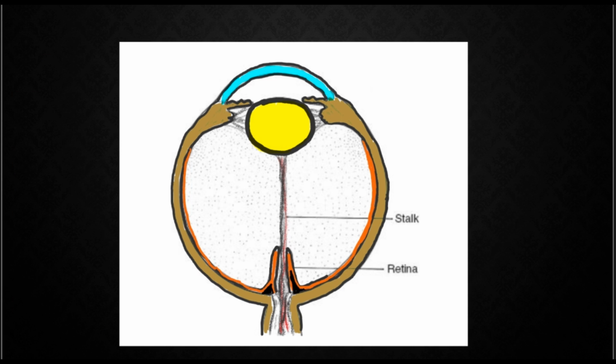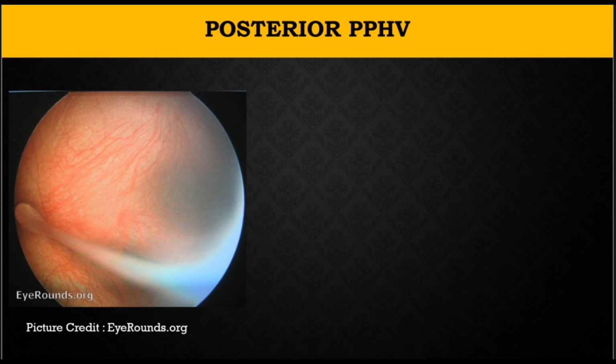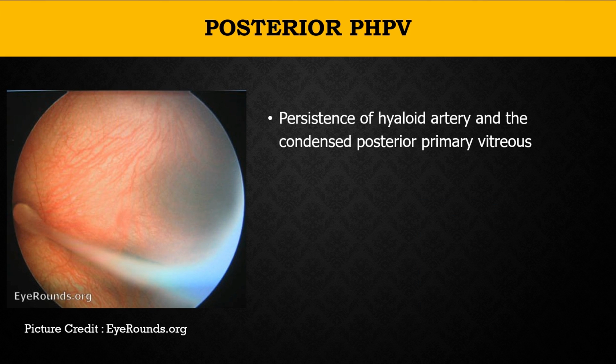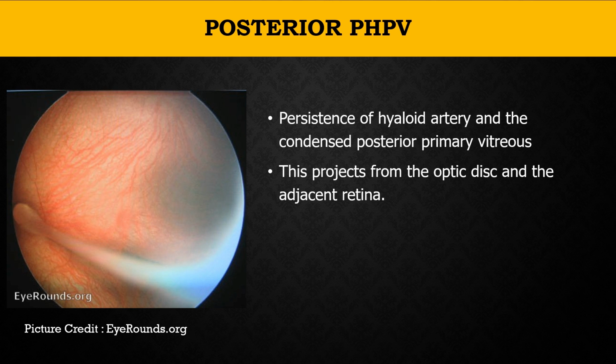Now, what about posterior PHPV? In this diagram, you can see that the lens is pretty clear. Just the stalk is connected here, but there is no fibrovascular proliferation behind the lens. And here you can see that the posterior part of the hyaloid artery is actually persisting. The retina is basically wrapping around that stalk of the persistent hyaloid artery, right? And this is known as the posterior PHPV. So persistence of the posterior part of the hyaloid artery is known as the posterior PHPV.